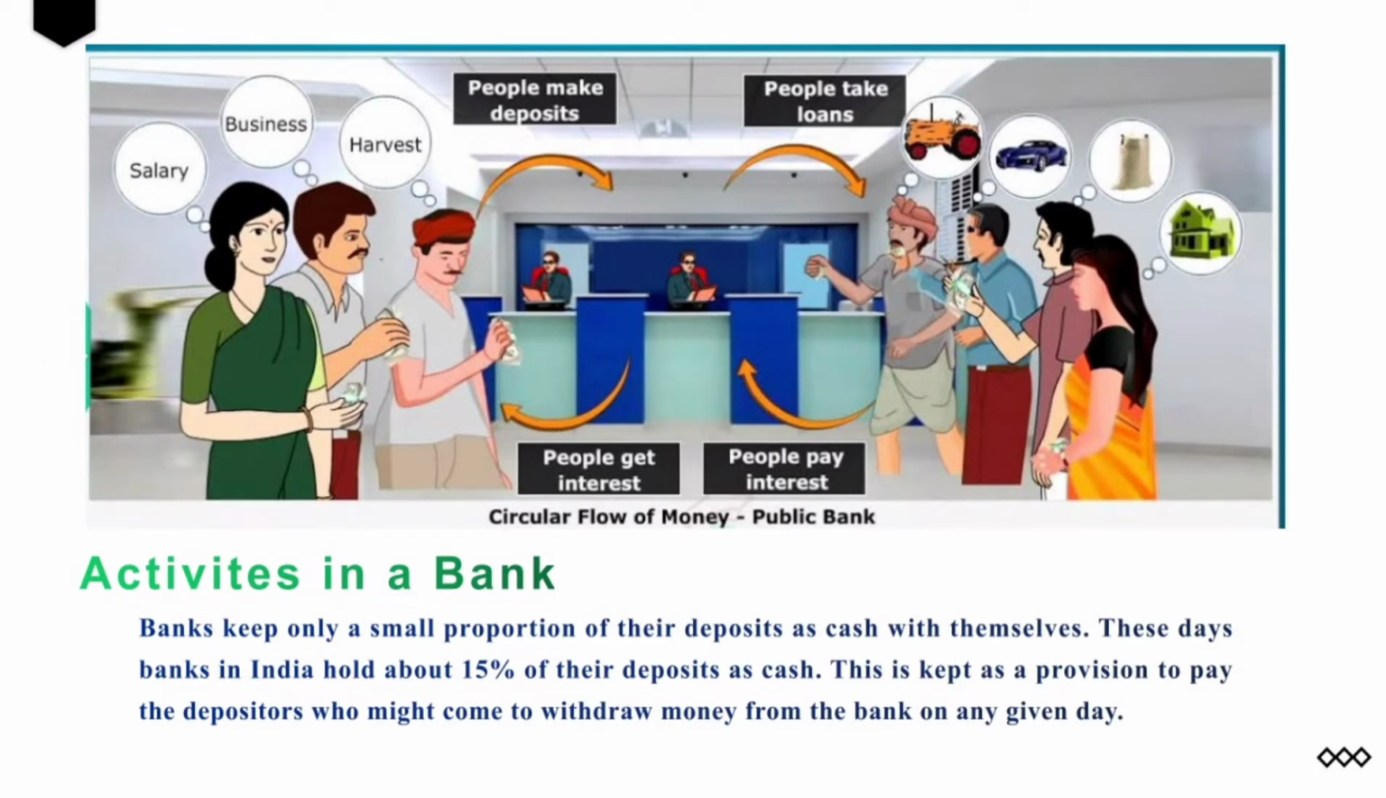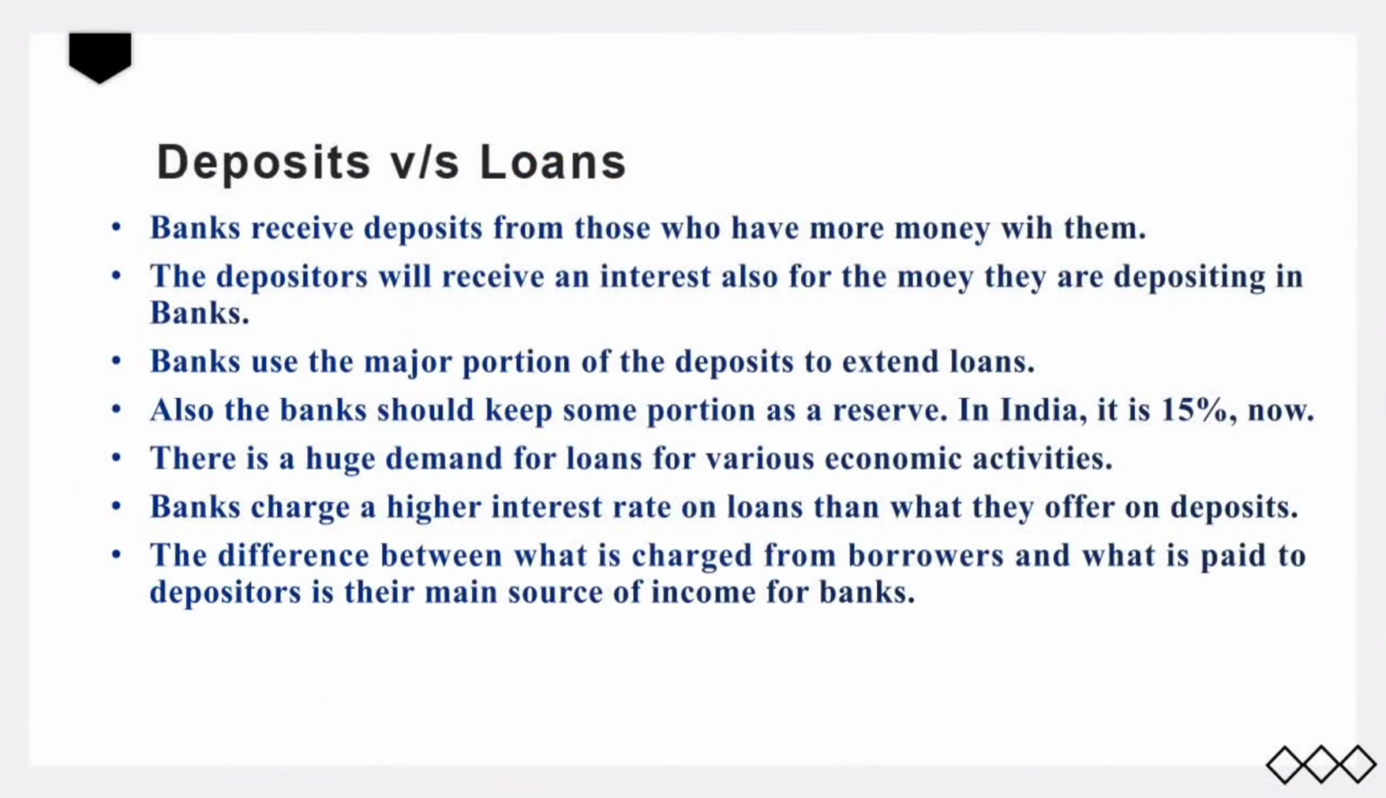So once again, we will see the activities in a bank. The people who have money will put the deposits in the bank, and the bank will keep a cash reserve ratio, and the remaining money they will give to those who are in need, those who want money as loans. Banks will charge a high rate of interest from the borrowers, and will give a lesser interest rate to the depositors.